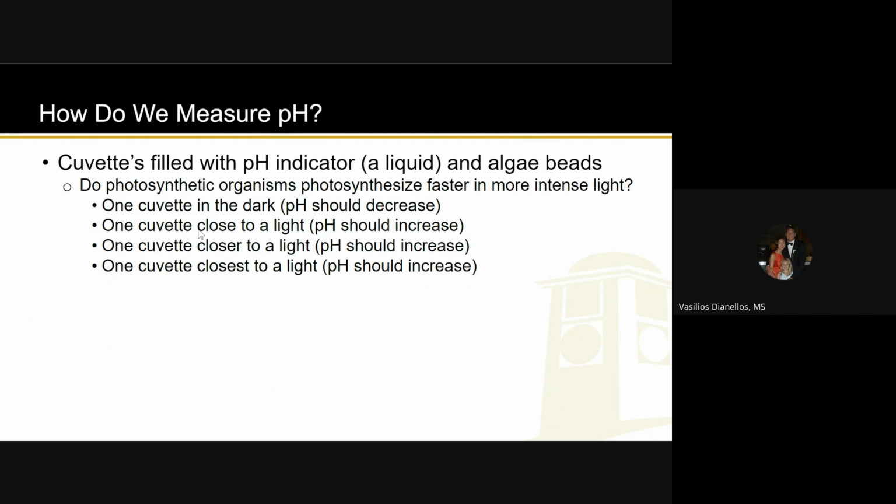Basically, we're going to have cuvettes at varying distances from the light, and we're going to measure their change in pH every 5 minutes to see which one increased the most. Or, using that example I used previously, if they happen to start and end at the same pH, so they increased the same amount, then we're going to look to see which one increased the quickest. So that's that experiment. The next one's also pretty simple.